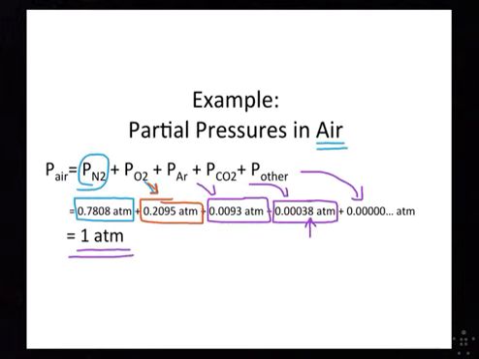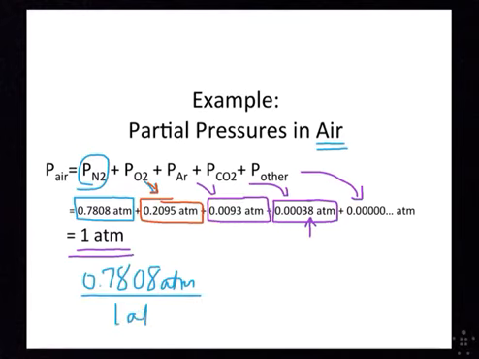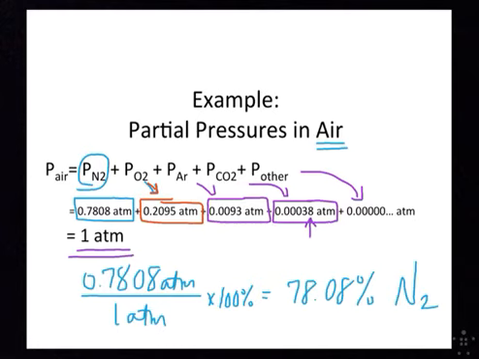So you might notice something interesting here. We know that the percent of nitrogen in the air is about 78%, or you probably remember that, and that's just the partial pressure, 0.7808 atmospheres of nitrogen over the total pressure, times 100%. That gives us 78.08% nitrogen. And that's by numbers of molecules or numbers of moles. So it looks like partial pressure is just another way of essentially measuring concentration.